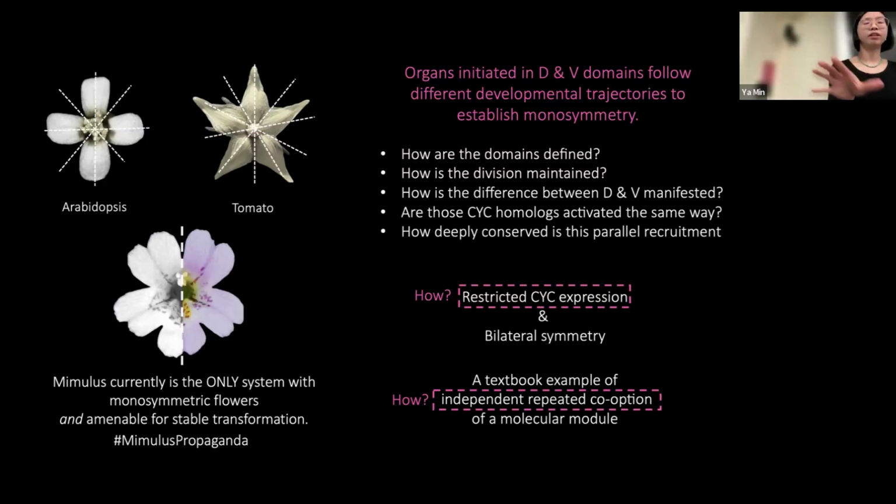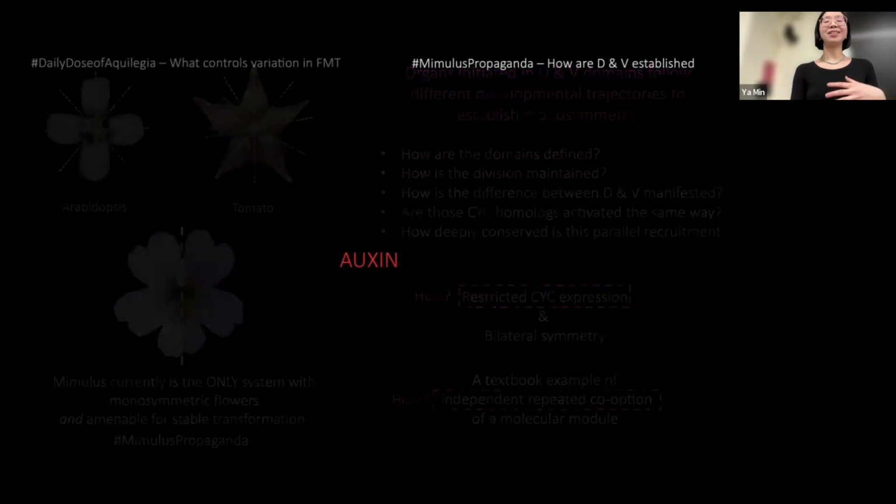After this many years of studying bilateral symmetry, of course, people have some hypothesis of what controls bilateral symmetry at the early stage. And we can use Mimulus to test it. The hypothesis is auxin. Who knows about auxin here? Yes. Auxin is one of the major hormones in plants. It literally controls every aspect of development in plants. So when people suspected auxin is involved, it's not surprising at all, because auxin is involved in literally everything.